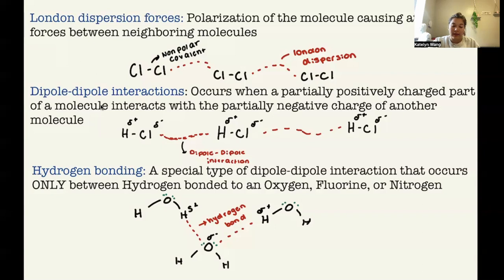And you can see here, I've got that highlighted. So there's a nonpolar covalent Cl2 creating a London dispersion force attraction with another Cl2.